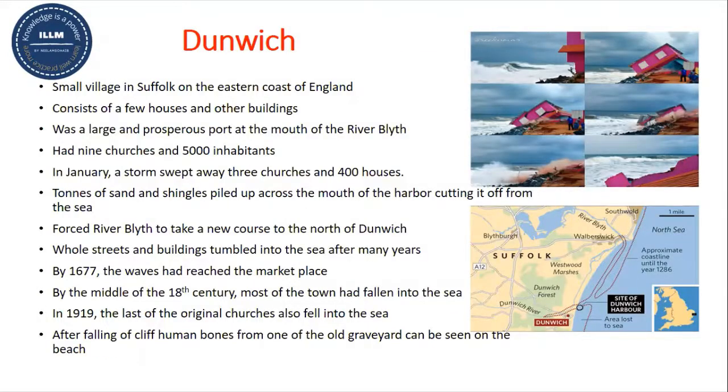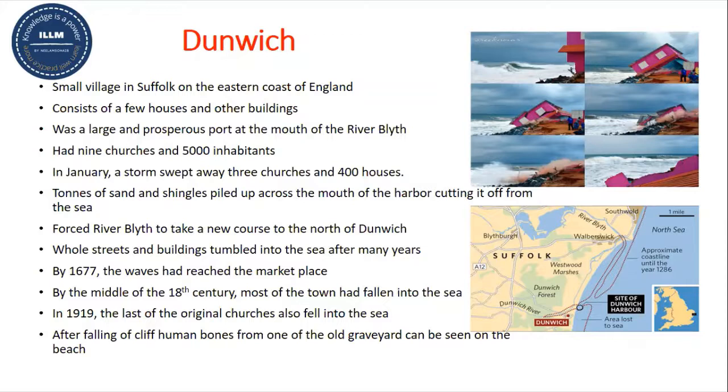Now we will discuss Dunwich, which is a small village in Suffolk on the eastern coast of England. And this village consists of a few houses and other buildings. It had 9 churches and 500 inhabitants. In the past, it was a large and prosperous port at the mouth of the River Blythe. In January, a very strong storm came and it swept away 3 churches and 400 houses. Tons of sand and shingle piled up across the mouth of the harbor, cutting it off from the sea, and it forced the River Blythe to take a new direction to the north of Dunwich.